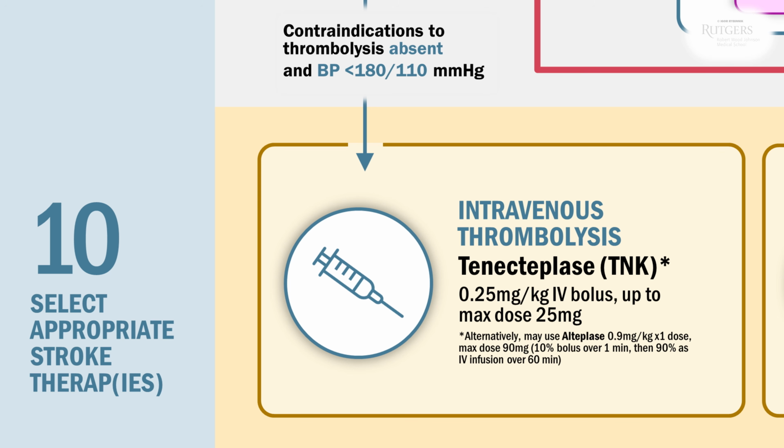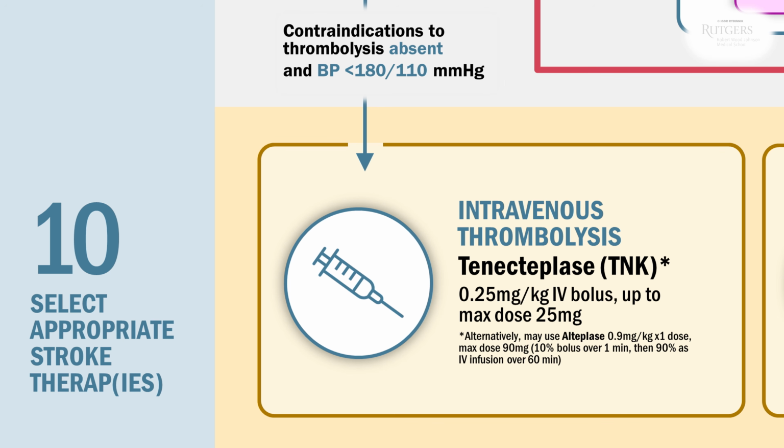Just don't forget that the blood pressure should stay below 180 over 110 millimeters of mercury at the time of and 24 hours after IV thrombolysis. Nowadays, there's enough safety and efficacy data for tenecteplase. So we prefer administering 0.25 milligram per kilogram intravenous bolus up to a maximum dose of 25 milligrams. So a patient that weighs 200 kilograms will still get a 25 milligram bolus.